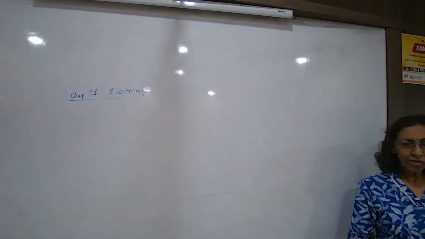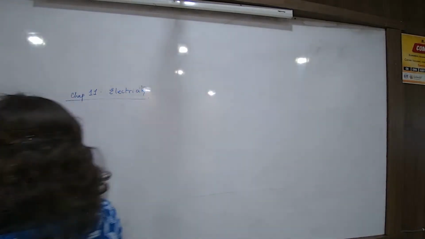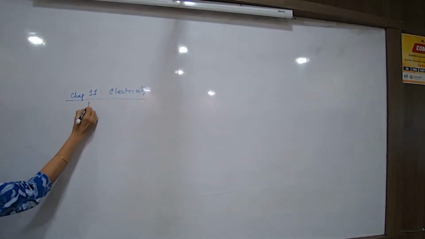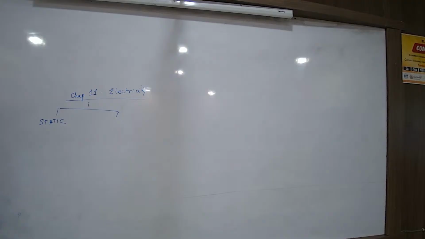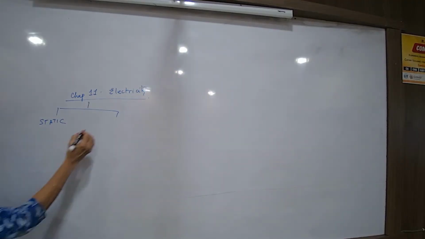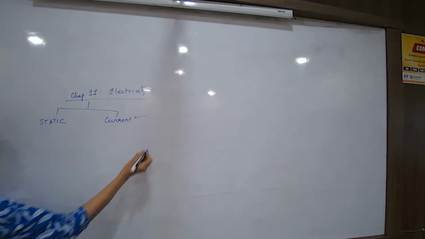So in this chapter we are talking about the basic aspects of electricity, and at the same time the discovery of electricity. You already know from your earlier classes that there is something known as static electricity, and what we are going to be talking about is current electricity.